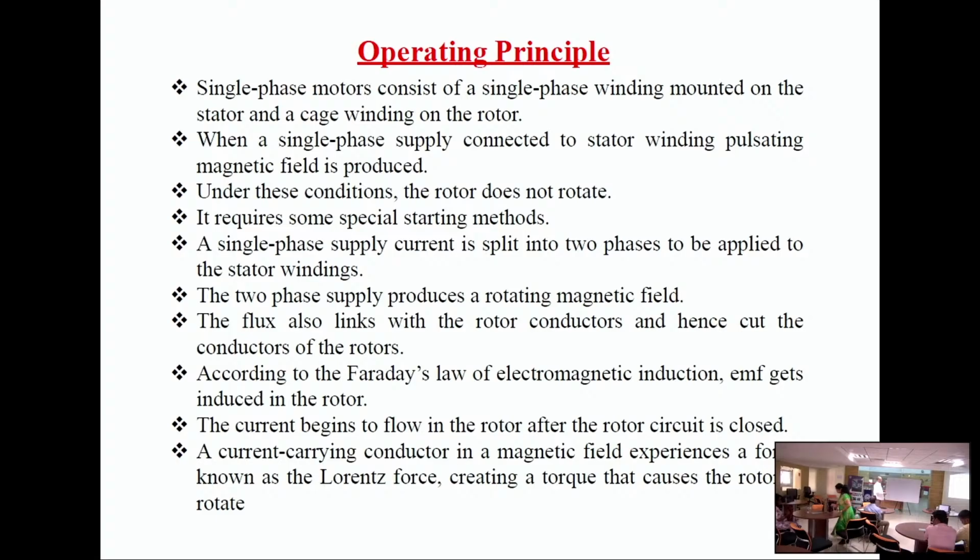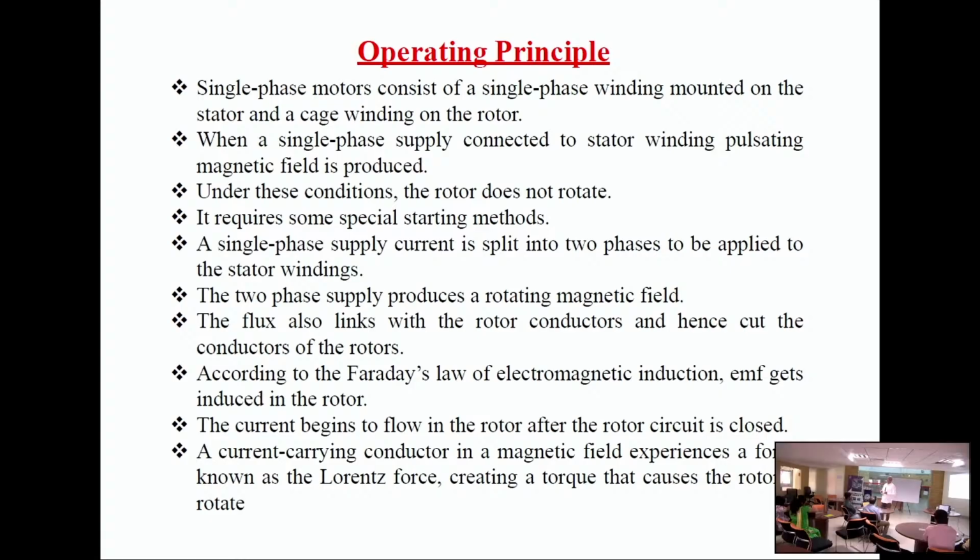We will see the detail. A single phase AC supply is split into two phases to be applied to the stator winding. Again, recall the three phase induction motor, which receives the three phase AC supply, as we studied in the last class. When a three phase winding carries a three phase current, then a rotating magnetic field is produced, and then our induction motor starts.